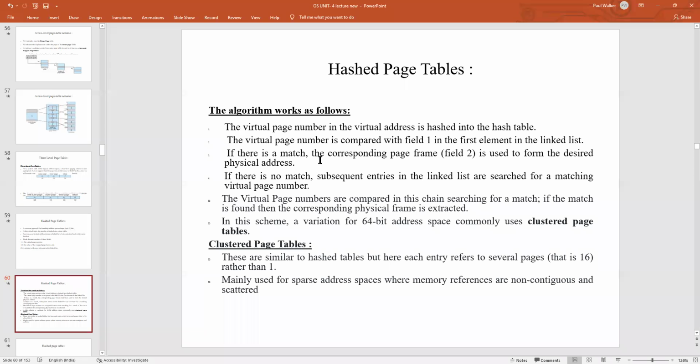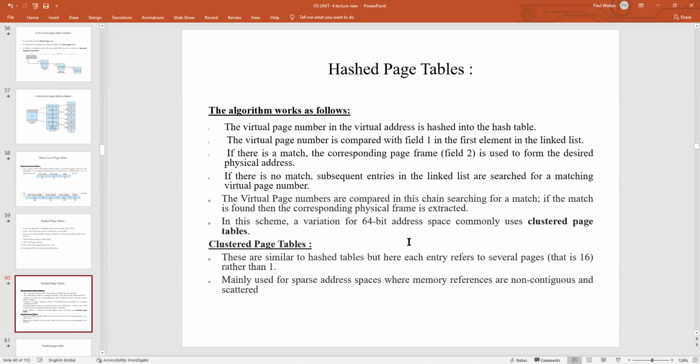If there is a match on the particular number and the corresponding page frame field is 2, then the desired physical address is allotted. Otherwise, if there is no match, the subsequent entries in the linked list are checked against the virtual page number. If it is not matched, it moves on. In this scheme, we can address a 64-bit address space by using the concept called a clustered page table. The matching ones come under one category, and those not matched with field 2 move to the next category.